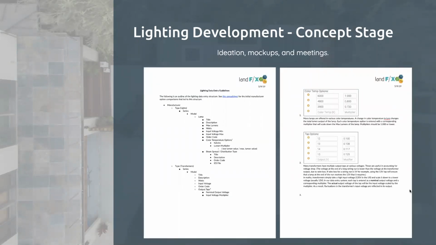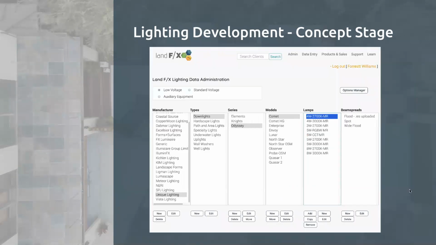Once we were able to wrap our heads around the needs for lighting, we then began with ideation, mock-ups, and meetings. This is just going to be some examples of the things that we did for mocking up what goes on behind the scenes. Forrest had to mock up the back end, and this is how we actually input the data, which then comes in through the software.